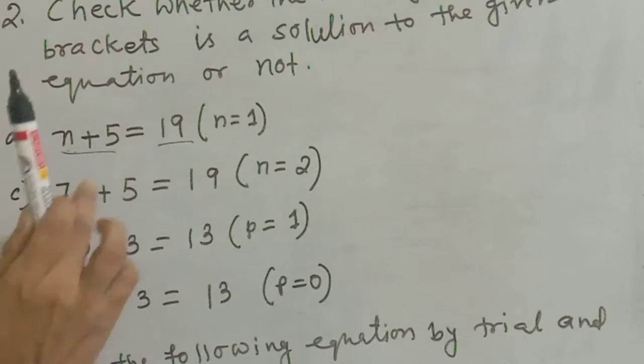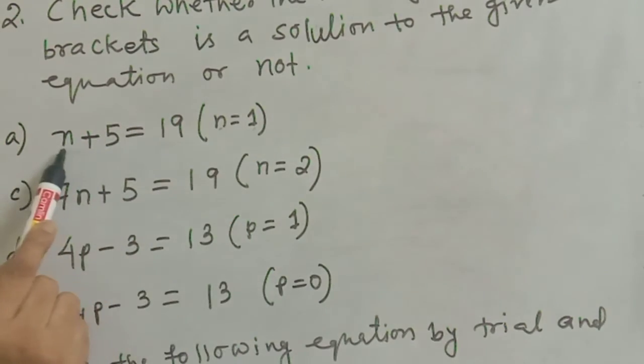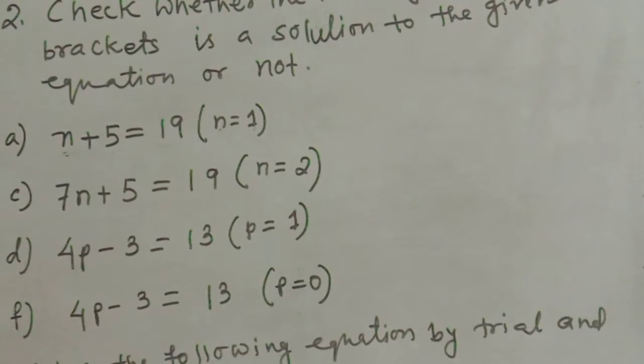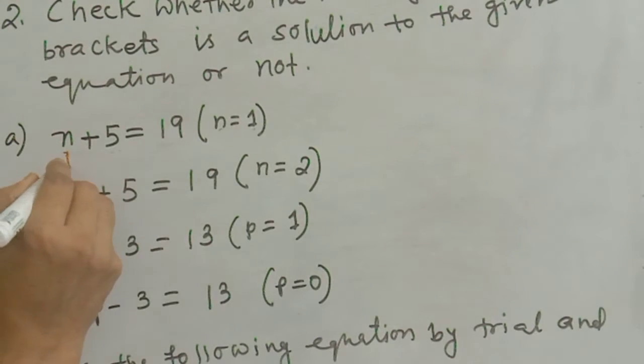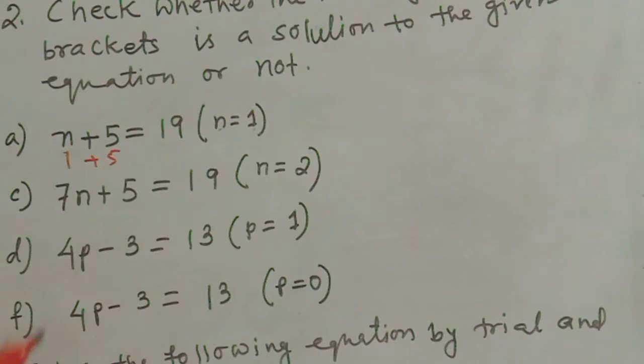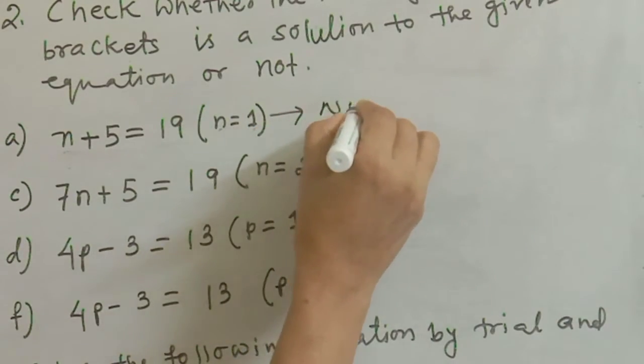Now start the checking. The value of n is equal to 1. If you write 1 here, in the left hand side you are getting 1 plus 5. Check, is it equal to 19? No. So it is not the correct value of this equation.